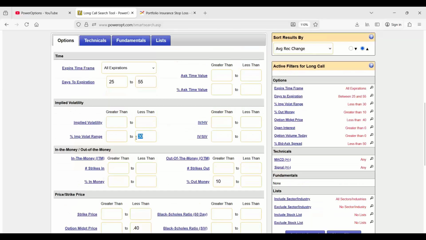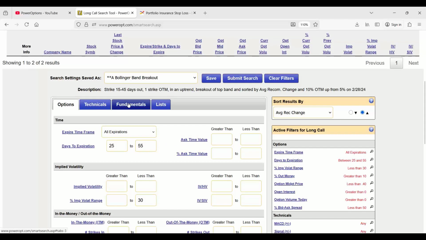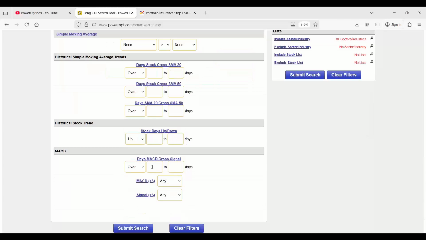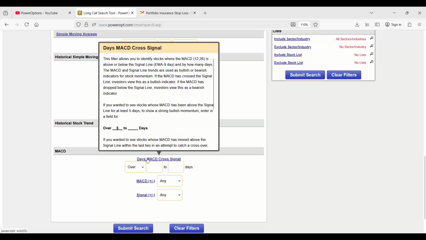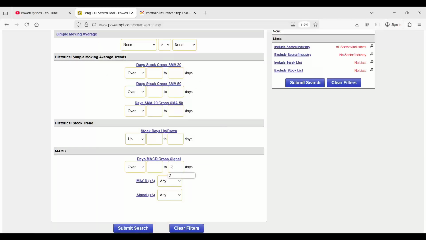Here's what he wanted. Low implied volatility range, maybe 25 to 55 days out of time. Wants to be 10% out of the money with the low cost. And in the technicals, he wants stocks that maybe are coming close to or have just crossed the MACD. They've just bottomed and they're coming up. All right, so what we're going to do here is use the day's MACD signal. The days the MACD has crossed the signal line of less than 2 days. I'm pretty sure that's what I did.